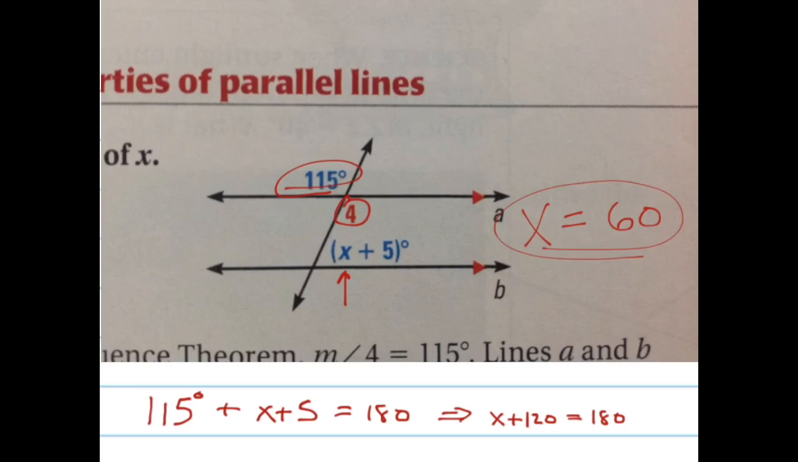So vertical angles equal the same? Vertical angles are the same measure. Yep, they're congruent.